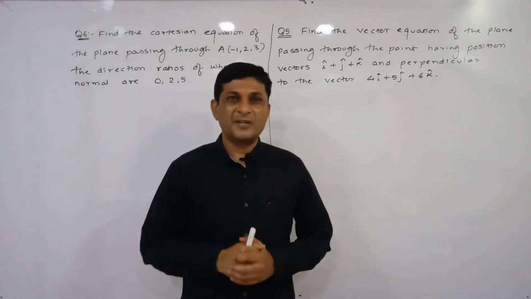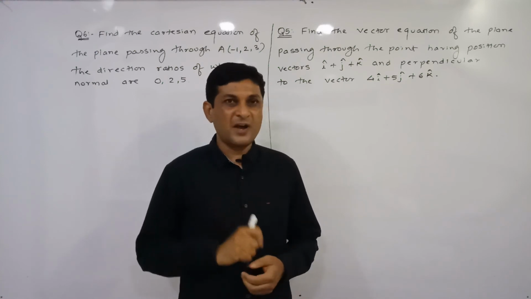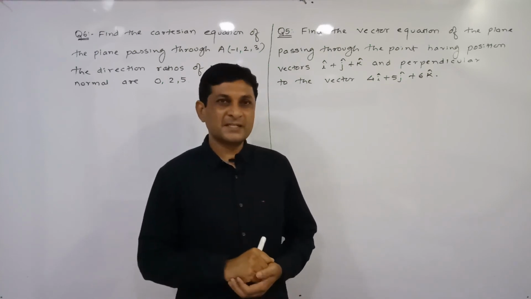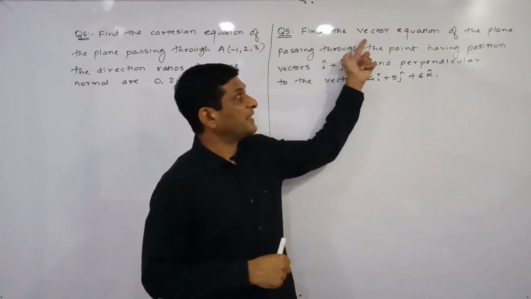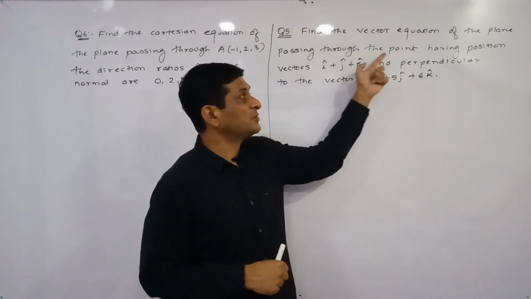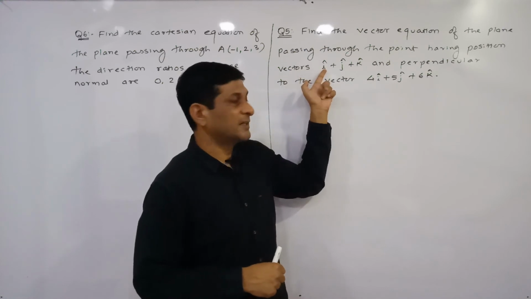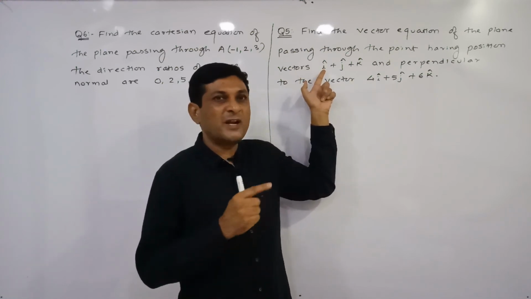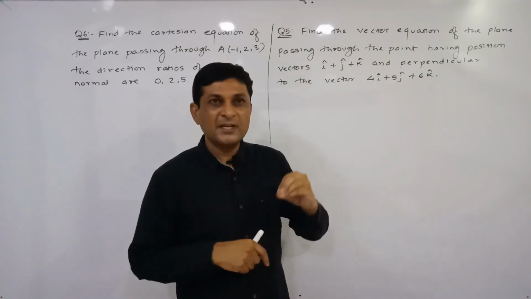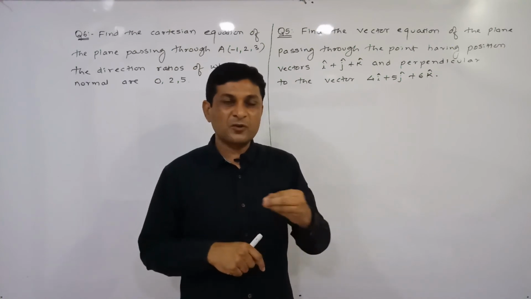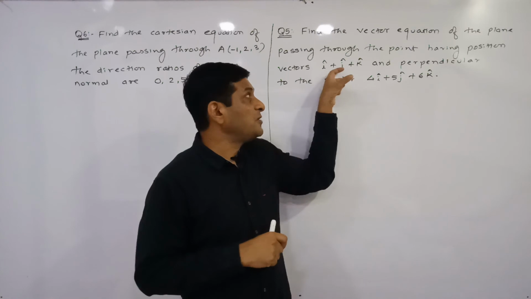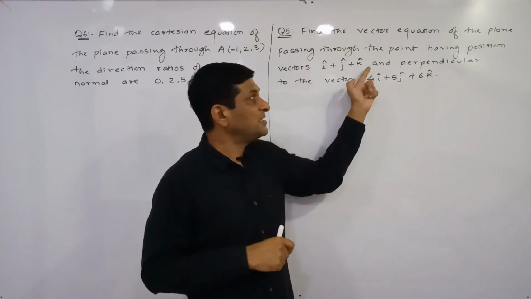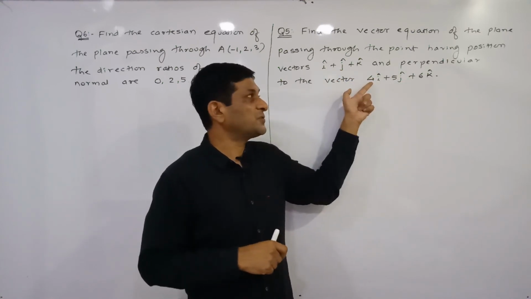Hello friends, now we are starting example number 5 from the exercise 6.3. In this example, we are finding the vector equation of the plane passing through the point having a given position vector. Means the position vector of one point on the plane is given to us. Generally, the position vector of a point on the plane we denote by A bar. Means here the value of A bar is given to us and this plane is perpendicular to a given vector.